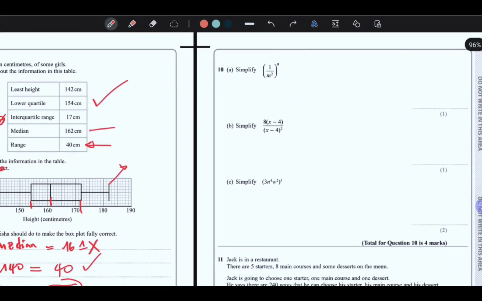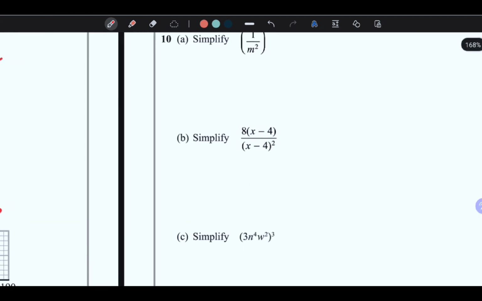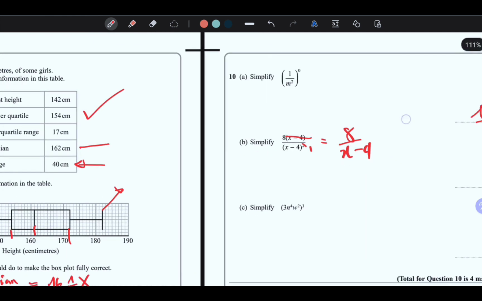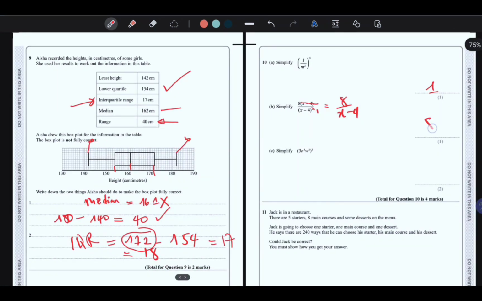Question 10. Simplify 1m squared to the power 0. Anything to the power 0 is 1. Simplify 8 brackets x minus 4 over this. So first of all, we can see that these two brackets have the same expression. So we cancel out one at the top for one at the bottom. So it's going to be 8 over x minus 4. And there we go. Quite easy.